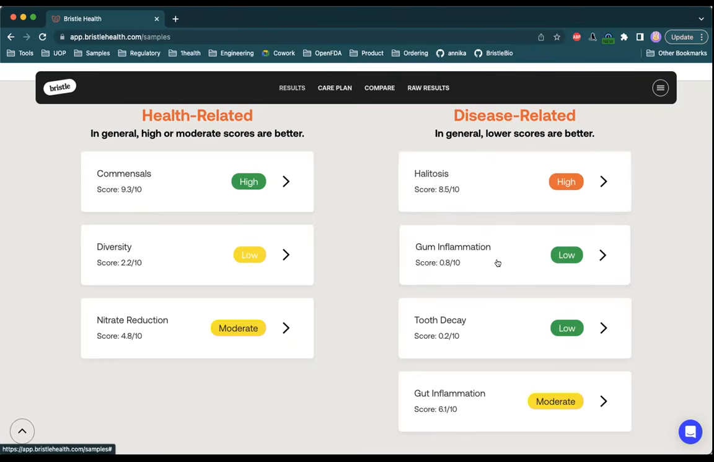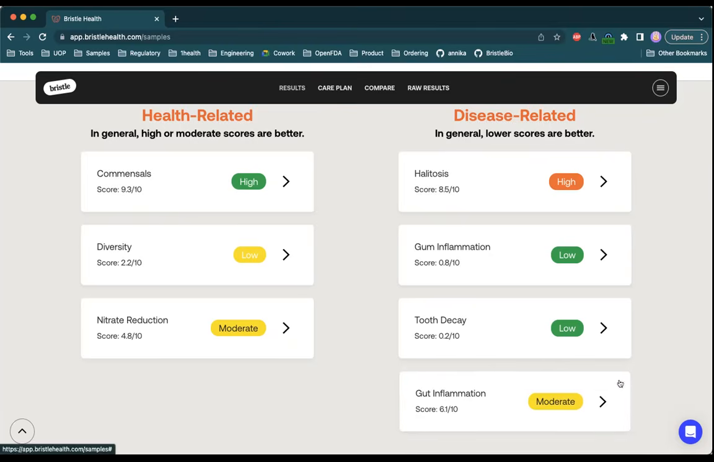The second score is gum inflammation. Of course, bacteria in your mouth can cause periodontal disease and gingivitis, and there are some that are much better at causing gum inflammation than others. This score kind of summarizes that. The next is the tooth decay score. Of course, we all know that Streptococcus mutans, Strep sobrinus, Bifidobacterium dentium, and Scardovia wixiae are all very important players in the progression of tooth decay. And people who have them are at much higher risk of having tooth decay.